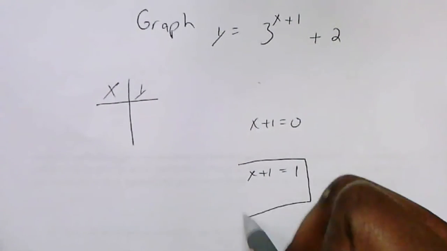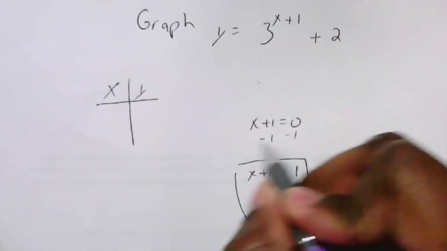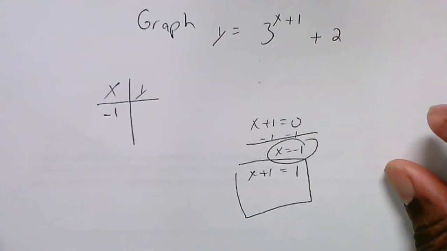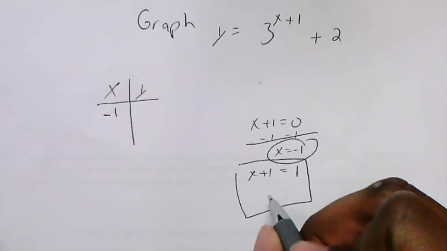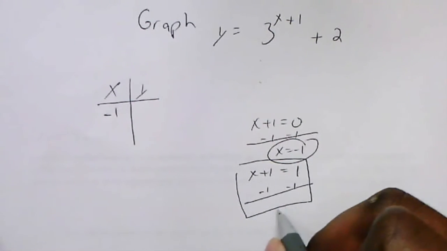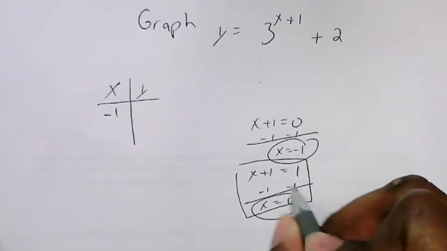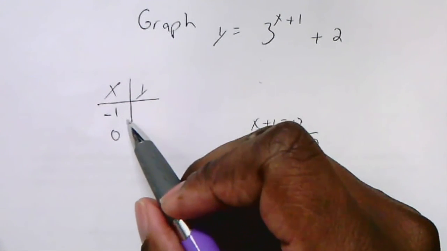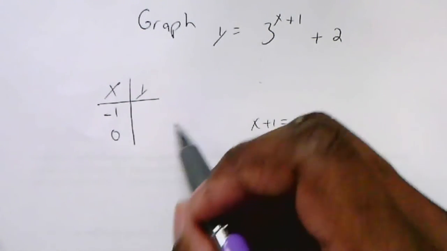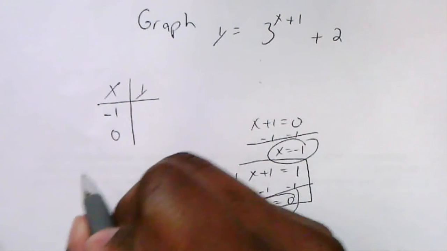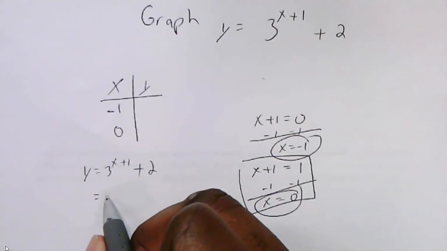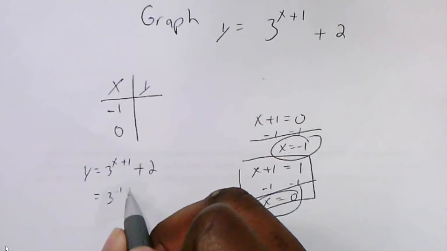When I take my first one, I'll subtract 1 from both sides, and I get x equals negative 1. So negative 1 is the first number I want to plug in for x. In my second one, if I subtract 1 from both sides, I get x equals 0. So 0 is the second number I'm going to plug in for x. So this time, I'm going to plug in negative 1 and 0. Taking that equation, I will write y equals 3 to the x plus 1, plus 2. And we'll replace the x with negative 1 this time. So y equals 3 to the negative 1 plus 1.